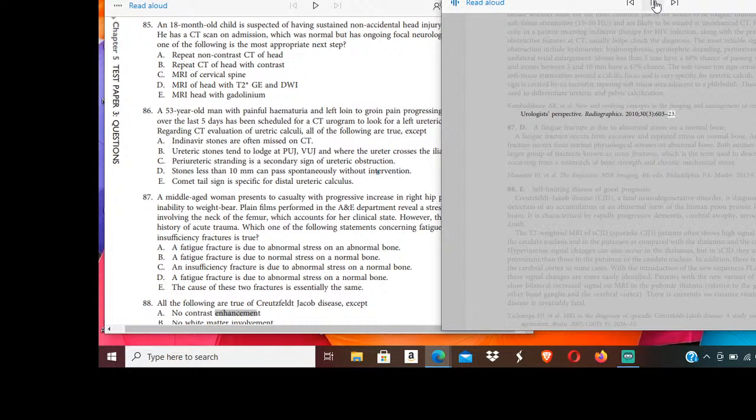87. D. A fatigue fracture is due to abnormal stress on a normal bone. A fatigue fracture occurs from excessive and repeated stress on normal bone. An insufficiency fracture occurs from normal physiological stresses on abnormal bone. Both entities are part of the larger group of fractures known as stress fractures, which is the term used to describe fractures occurring from a mismatch of bone strength and chronic mechanical stress.